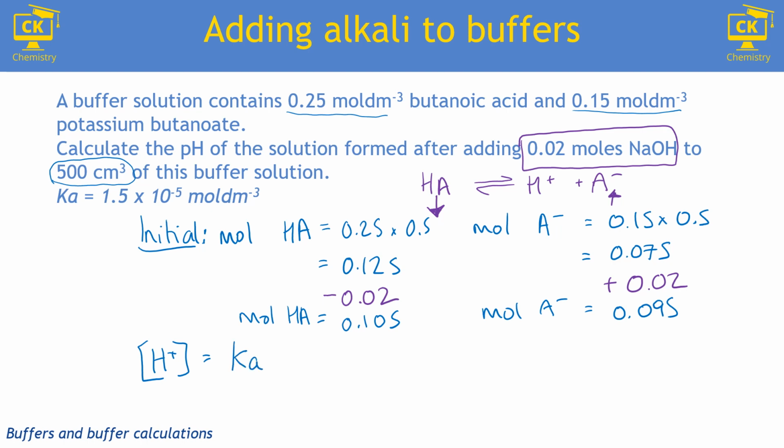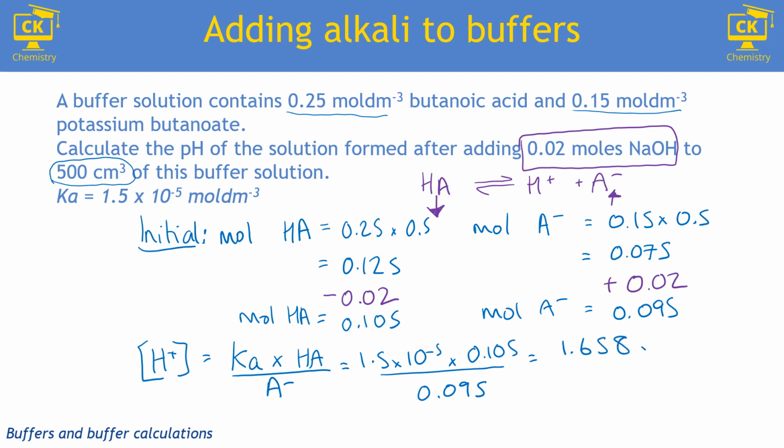We're going to pop that all into the equation, so I'm going to go straight into rearranging. H plus is Ka times HA over A minus. So 1.5 times 10 to the minus 5 is a different acid every time, just to give you a bit of variety in your Ka values. And then that is going to be times 0.105 over 0.095, gives me an H plus concentration of 1.658 times 10 to the minus 5, do a minus log, and my pH is 4.78.